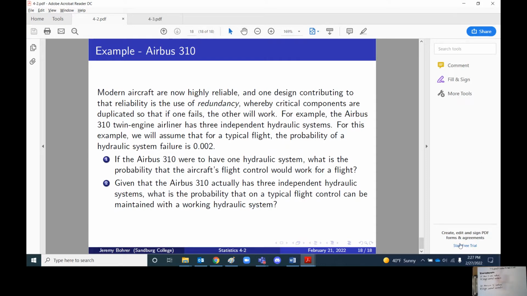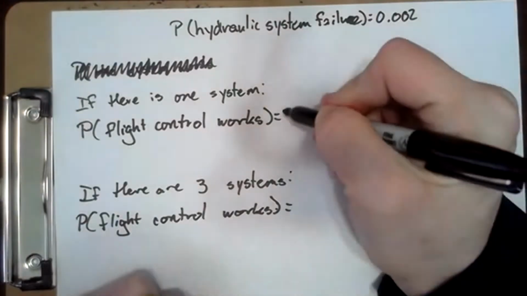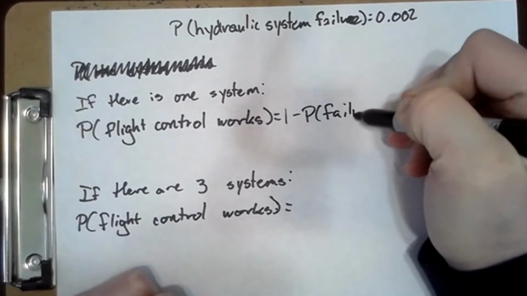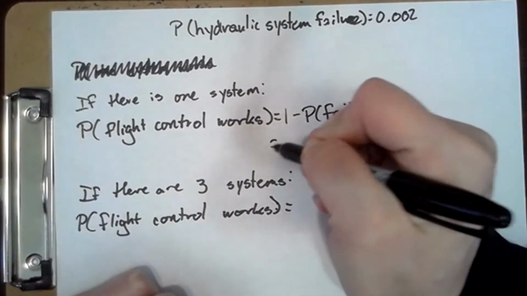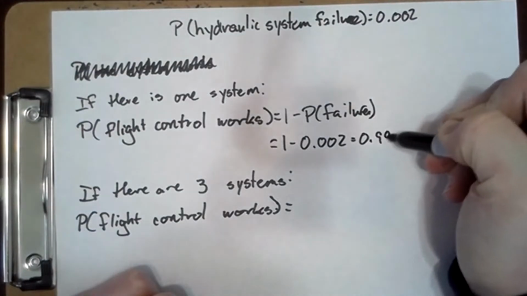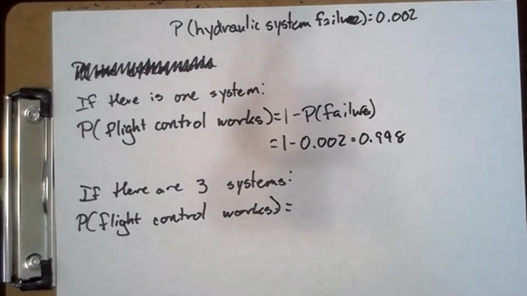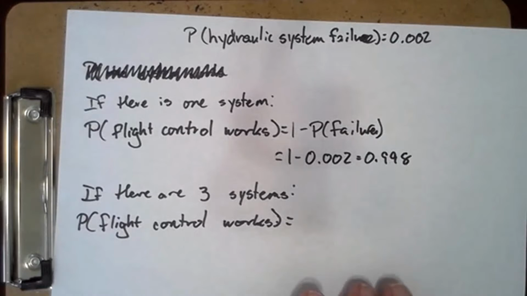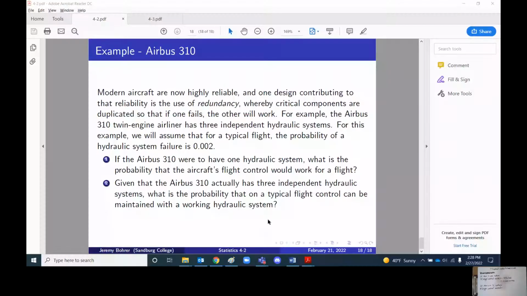Well, that's pretty easy to calculate because it's just going to be 1 minus the probability of failure, which is 1 minus 0.002, or 0.998. If there are 3 systems, that's what the other question asks. Given that the Airbus 310 actually has 3 independent hydraulic systems, what is the probability that on a typical flight control can be maintained with a working hydraulic system?